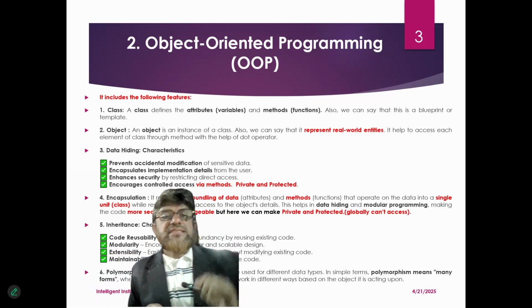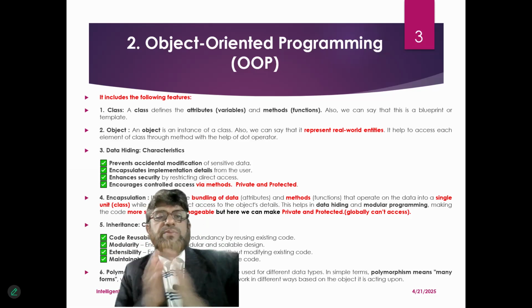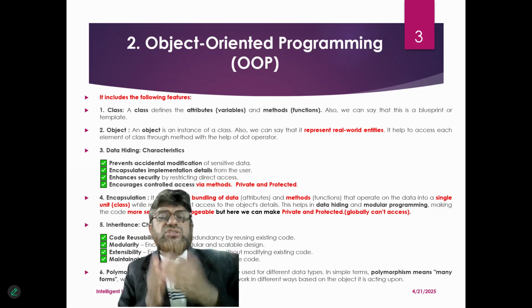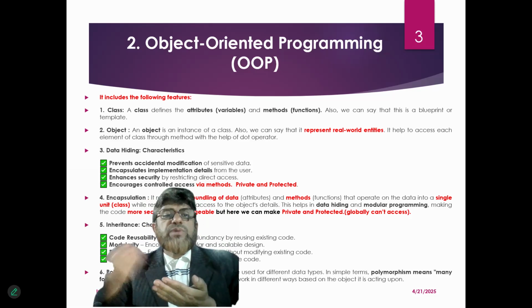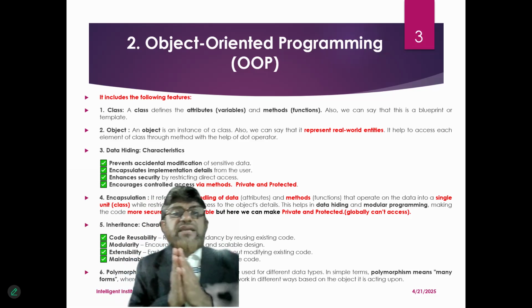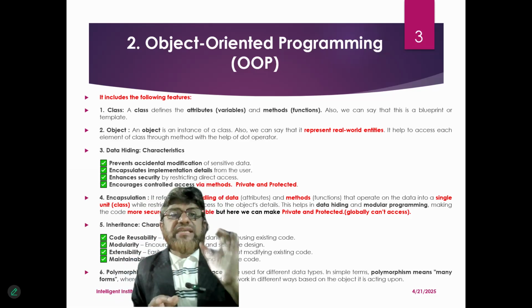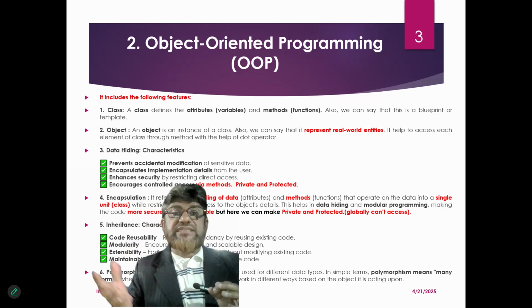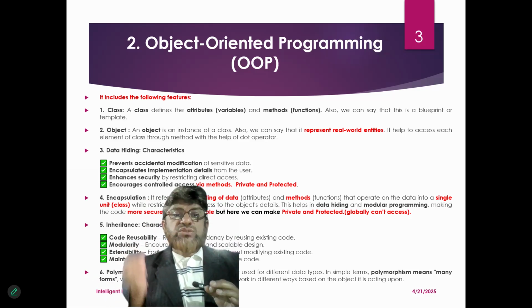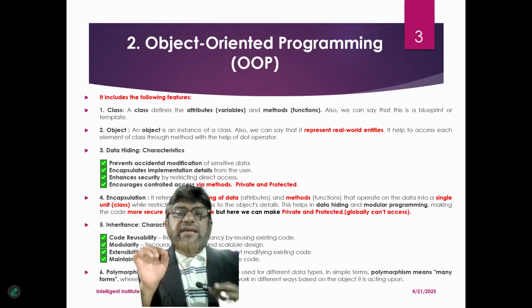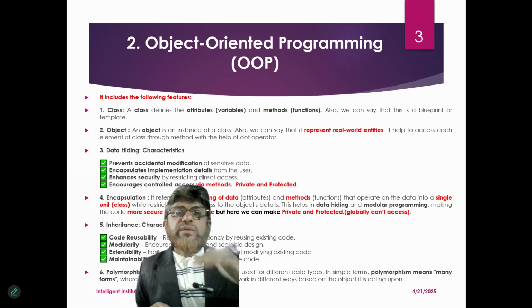Is it clear? Next, we have data hiding. Basically, data hiding is used for the proper use of data. The characteristic is that it prevents accidental modification and accidental use. Here we can make data private or protected, so without authorization, no one can access it.